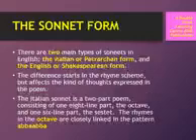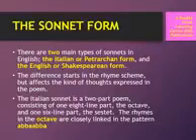Now, there are two main types of sonnets in English: the Italian or Petrarchan form and the English or Shakespearean form. The difference starts in the rhyme scheme, but affects the kind of thoughts expressed in the poem. The Italian sonnet is a two-part poem consisting of one 8-line part, which is called the octave, and one 6-line part, which is called the sestet.